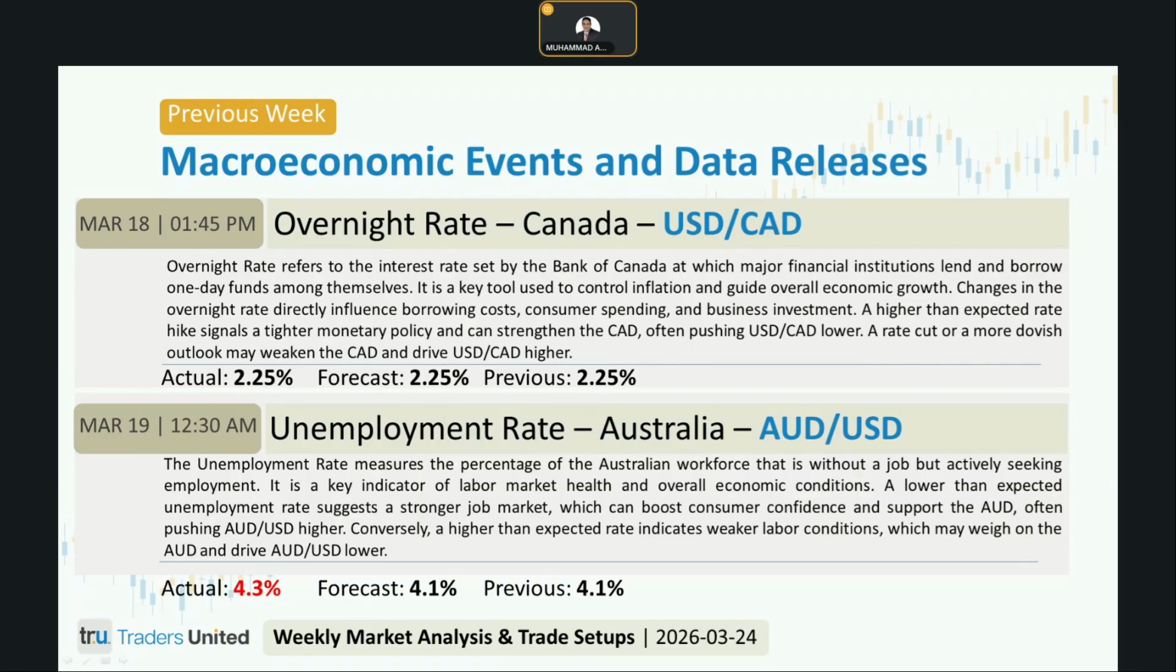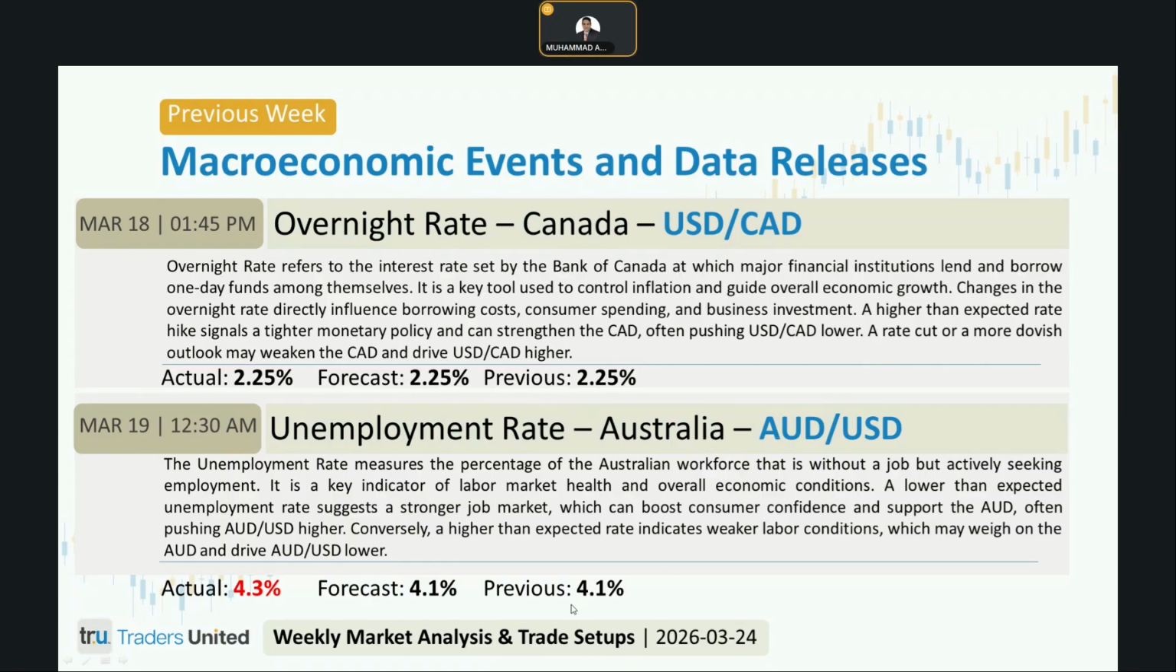A lower than expected unemployment rate signals a stronger job market, which can support the Australian dollar and push the AUD/USD higher. On the other hand, a higher than expected rate indicates weaker labor conditions, which may weaken the AUD and drive AUD/USD lower.